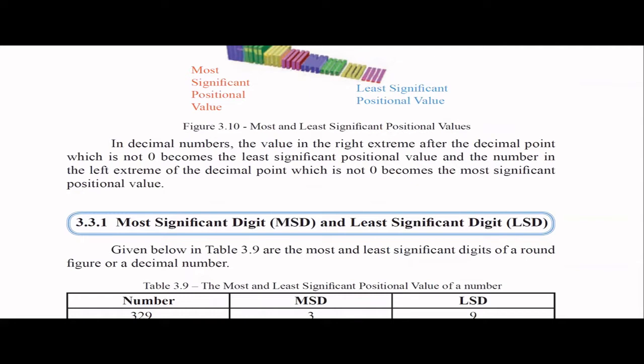Now think you have 1.1. 1.10, is it a different number? No, same thing. And what if you put a 0, 01.1? Is the number changing? No, still the same thing, 1.1. So if you add zeros at the leftmost or the rightmost, the number doesn't change. That is why here we say the right extreme value which is not 0 will become the least significant positional value, and the number in the leftmost extreme which is not a 0 will become the most significant positional value.